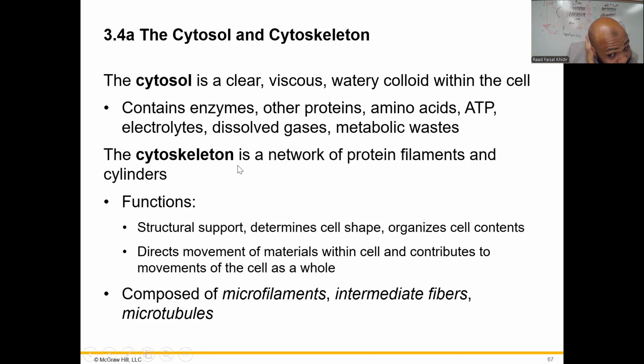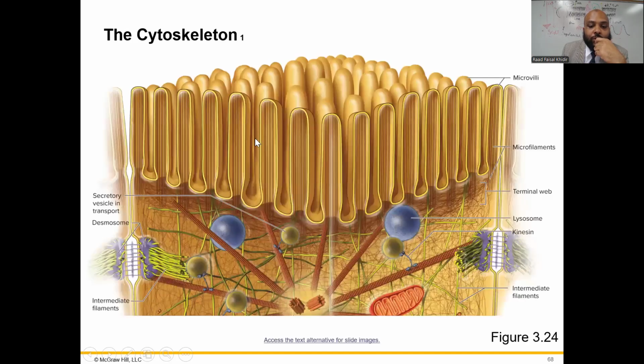Structural support determines the cell shape, organizes the cell contents, directs movement of materials within the cell, and contributes to the movement of the cell as a whole. It is composed of microfilaments, intermediate fibers, and microtubules. So that shows us the cytoskeleton, the skeleton of the cell. That's why they call it the cytoskeleton.